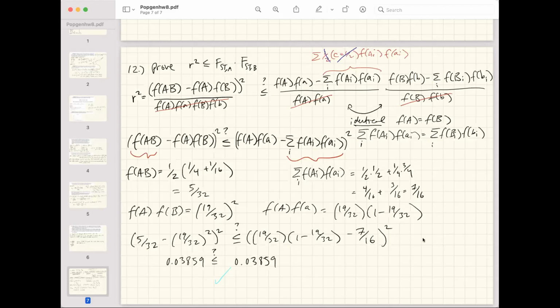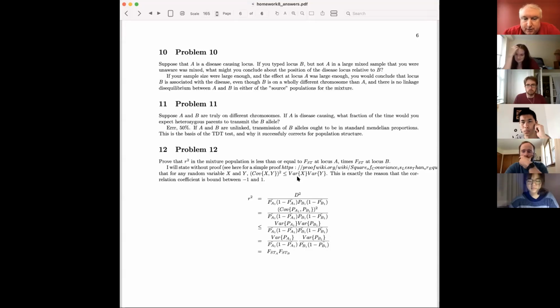Here I'll share my screen. This is just plugging values in, and you got it to be true. I'm going to be slightly more general with the proof, but the intuition is about the same. All right, homework 8. Can you guys see my screen?